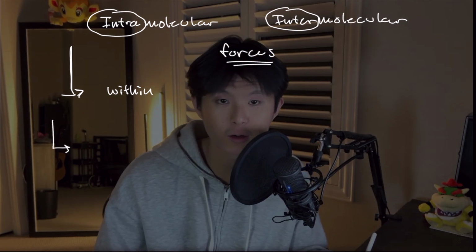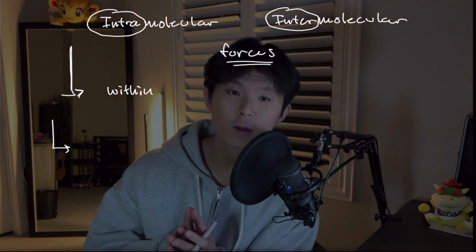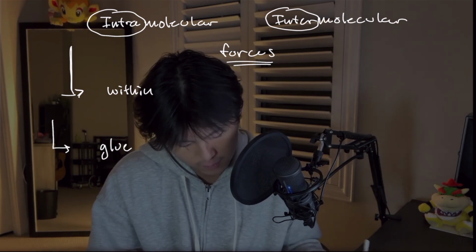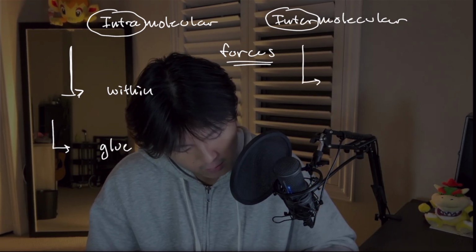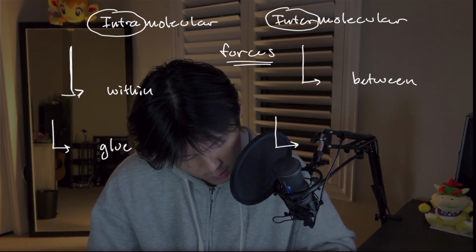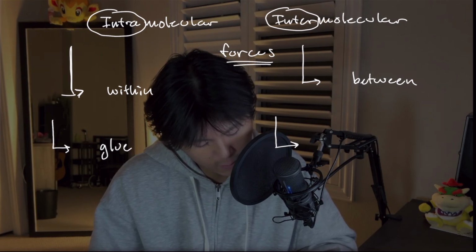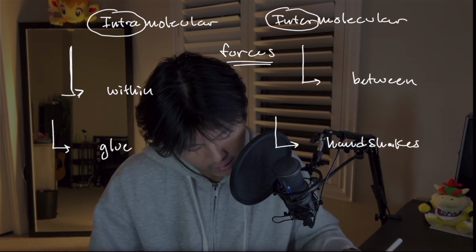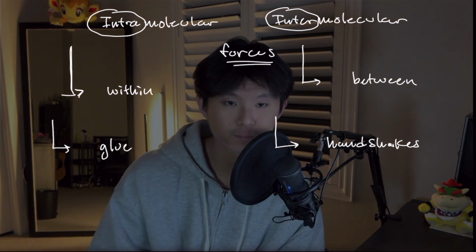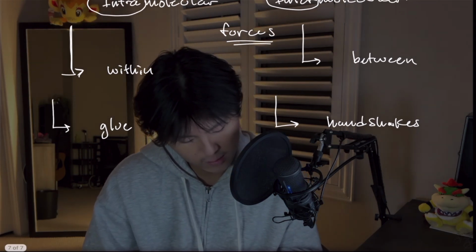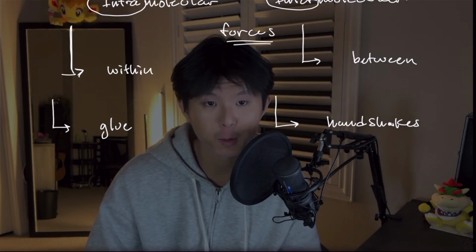So intramolecular forces is the force that keeps everything together from falling apart. So think of it as super glue. Inter means between. So this intermolecular force is a little bit weaker than intramolecular forces. Hence, we're going to say that this is kind of like a handshake between atoms, okay? They're not as strong, but they are still very, very important.